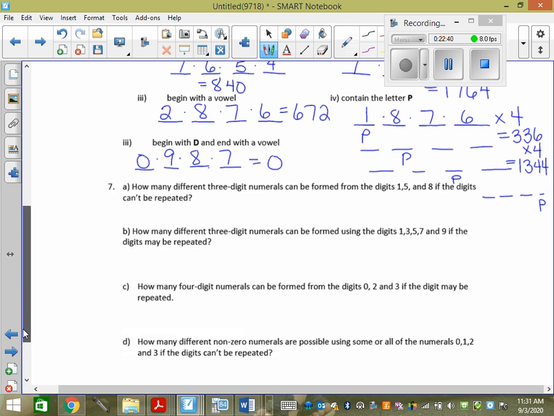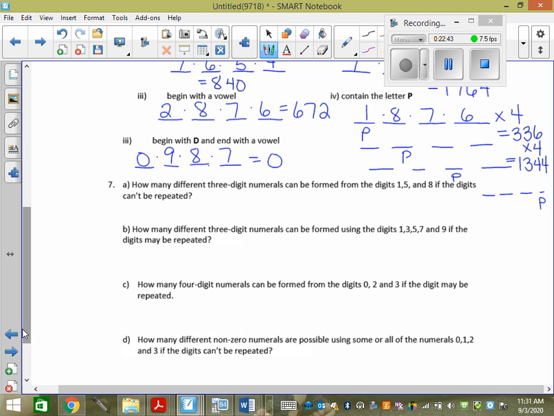All right, number 7. How many different 3-digit numerals can be formed from the digits 1, 5, and 8 if they can't be repeated? So you'll have 3 here, 2, 1, which is 6. The next one says, how many different 3-digit numerals can be formed from 1, 3, 5, 7, and 9 if the digits may be repeated? So it's going to be 5, 5, 5, which is 125.